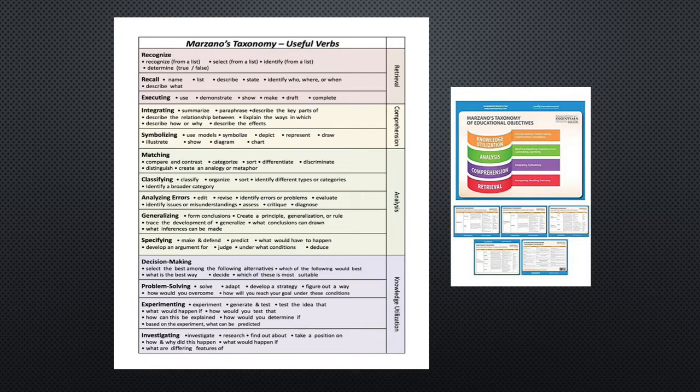There are a variety of resources to help teachers match verbs to Marzano's taxonomy levels. All staff using the Marzano focused evaluation model will be provided with a copy of the blue taxonomy shown on the right side of the screen for an easy reference guide to assist with lesson plan development.